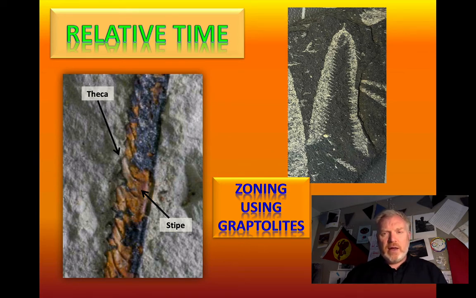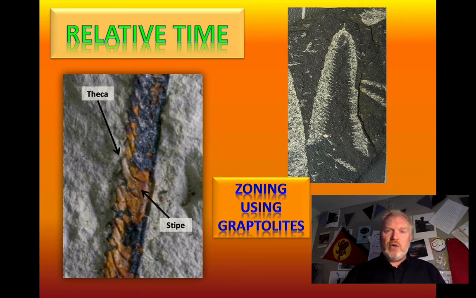We have different branches on this animal. It is an animal, not a plant. They're called the stipes, and in each of these branches there are a whole series of pockets that we call theca, and in each of those theca there lived an animal. The best analogy I've heard of these is a graptolite is like a block of flats, with each stipe being a separate block, and each theca being a balcony in that block of flats that an animal can live on.